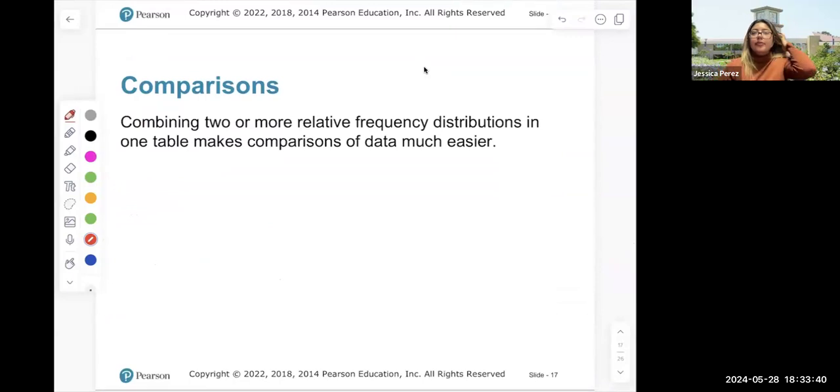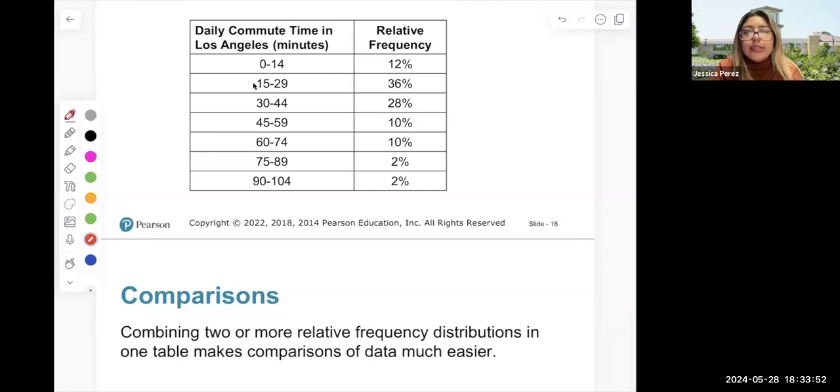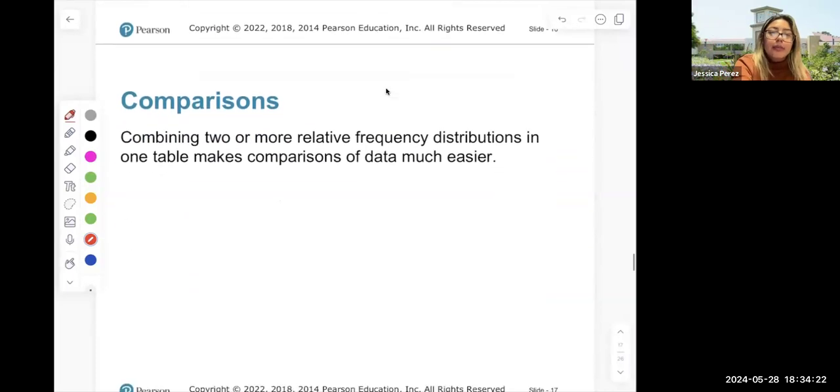What are the comparisons? When you are combining two or more relative frequency distributions in one table, it makes the comparison of data much easier. So what we can tell is what the majority is. 36% of the population of the data that we're given takes between 15 and 29 minutes to commute. That is where we see the peak in commuting. It usually takes you from 15 to 29 minutes to commute in LA. So again, it allows you to organize the data in a way that is more efficient for you to categorize and identify what is going on, what the context of the problem is. Any questions so far?